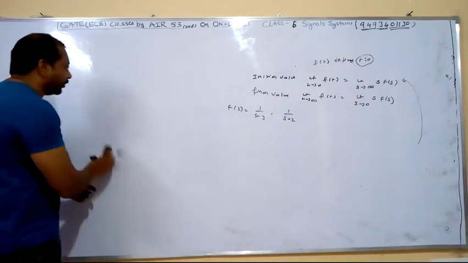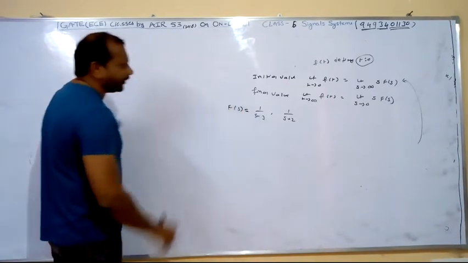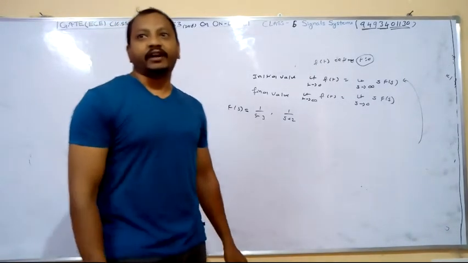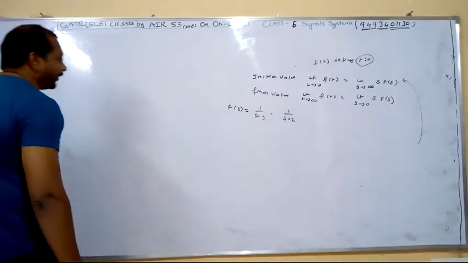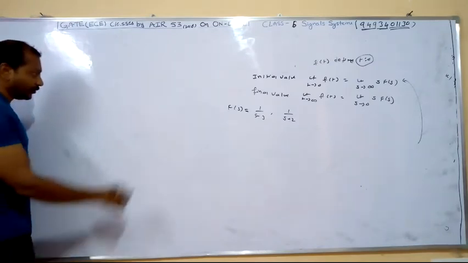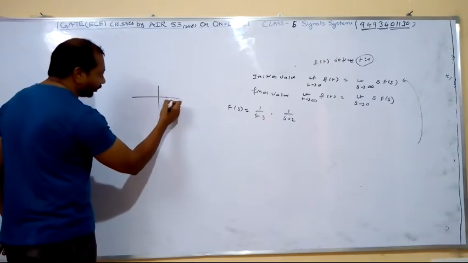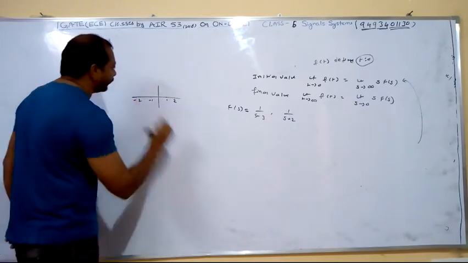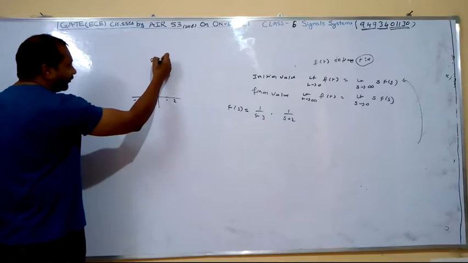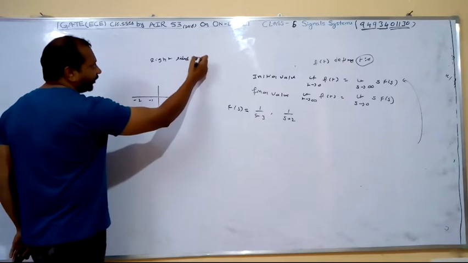First, listen. If you did not mention anything about the ROC, the signal is to be considered a right-sided signal, with a right-sided ROC, and the corresponding signal in the time domain is a right-sided signal. Consider the poles of the system at 1, 2 and -1, -2. If we did not mention anything about the signal, then the signal will be considered as a right-sided signal.